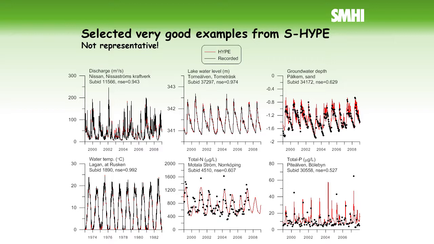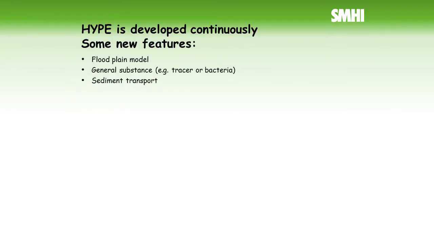But I think in this course we will only talk about discharge, but to get the discharge we will also, of course, calculate groundwater, which is always calculated within the model because it's a result from the soil moisture, and lake water levels, because lake water dynamics are important to calculate the discharge, of course. Temperature and nutrients will not be included. Some of the new features in the model, the floodplain model, which is something that we will hear more about later.